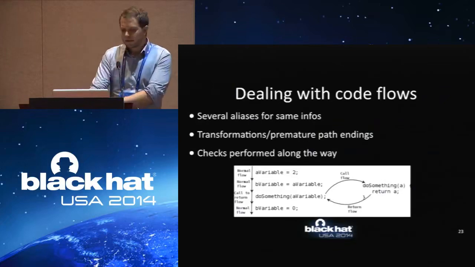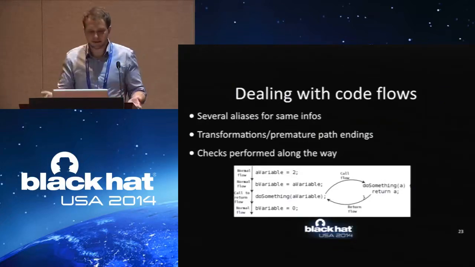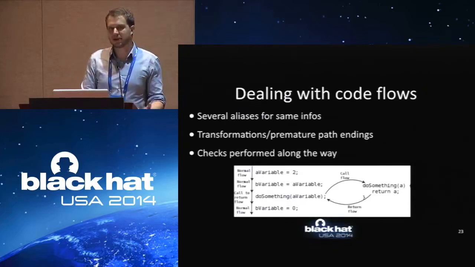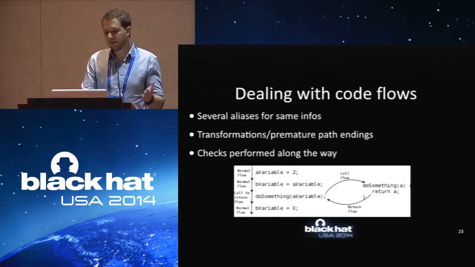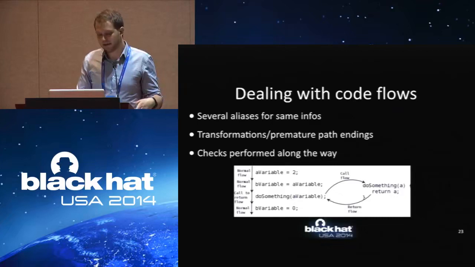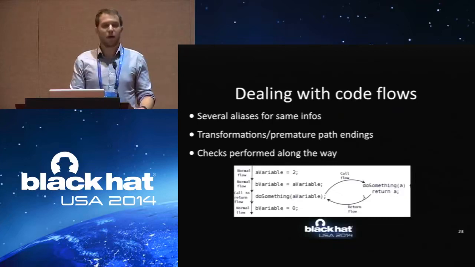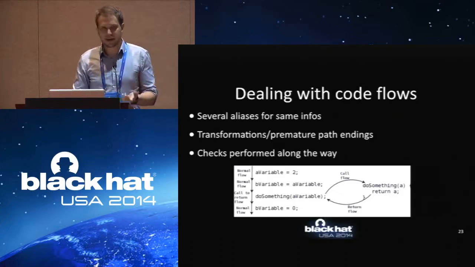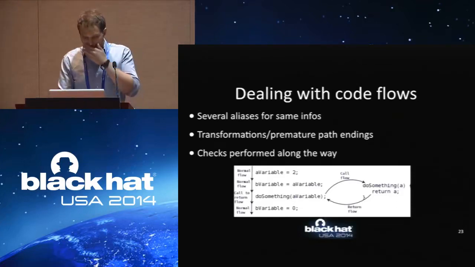Dealing with code flows basically means, as challenges, that we have to care about all the aliases and all the variables referring to the same information piece. We need to deal with all the transformations and premature ending of the paths. And of course, we need to somehow collect and interpret all the checks that are performed on the variable.